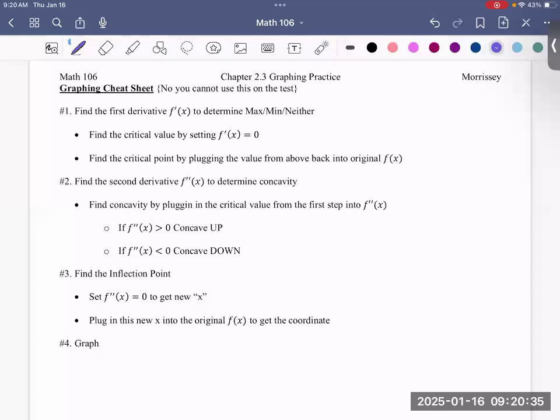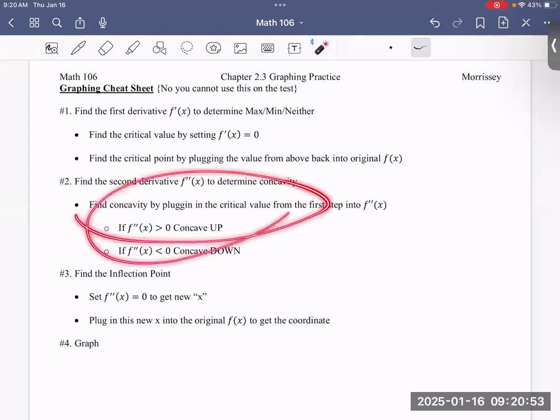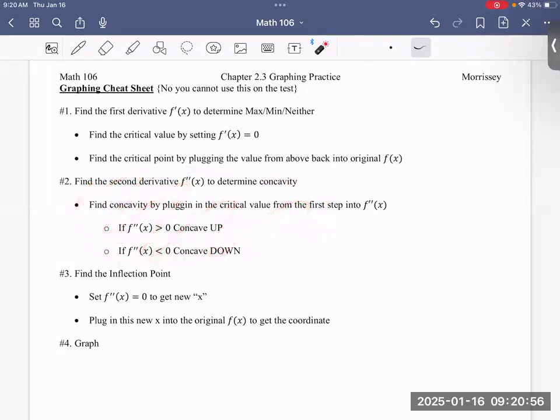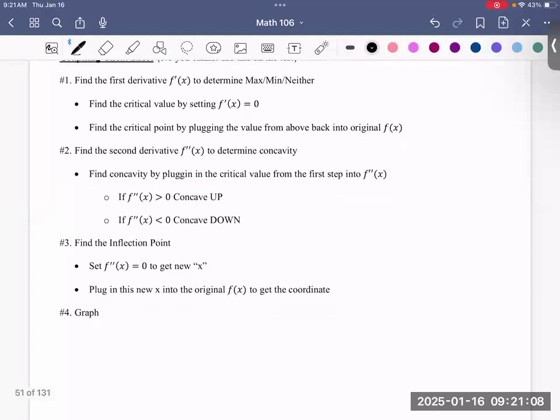Your step 2 could be to find the second derivative to determine your concavity. Find the concavity by plugging in the critical value from the first step into your second derivative. And again, to test your concavity, we have up or down. And of course, you could do the alternating one. Instead of doing your second derivative test, you could just use the first and determine your slope, if it's positive, negative, or neither, just by testing points. Lastly, your inflection point, we set your second derivative equal to 0 to get your new x, and again, plug it back into the original and graph at the end.